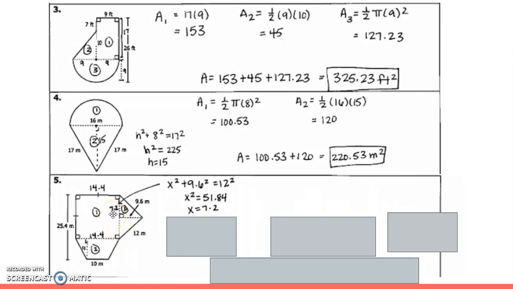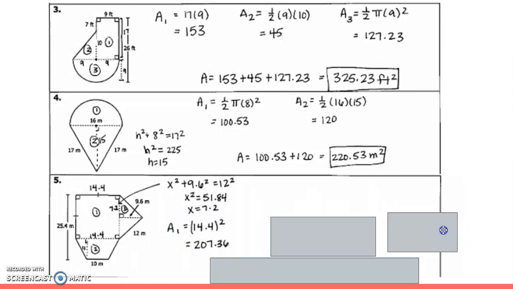7.2 is half of the side of our square, so we need to double that to find that the side of our square is 14.4. Once we know that one side is 14.4, we know that all four sides are 14.4, which helps us with our trapezoid. Let's first start with finding the area of that square, and then we can find the area of our triangle.